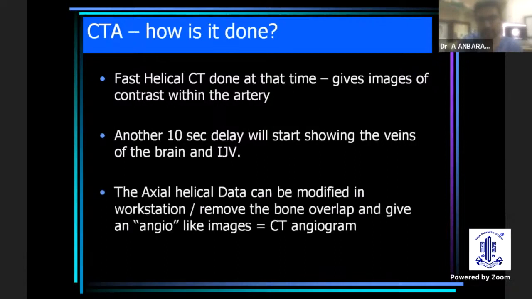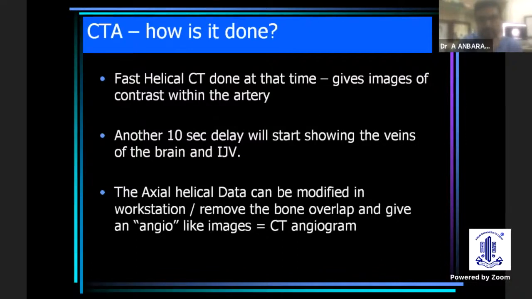This helical data is modified in the workstation. It automatically removes the bone overlap and gives the angio-like images, so it gives the so-called CT angiogram. Two things are there. One is we are injecting contrast. The second thing is there is radiation involved in the CT angio.